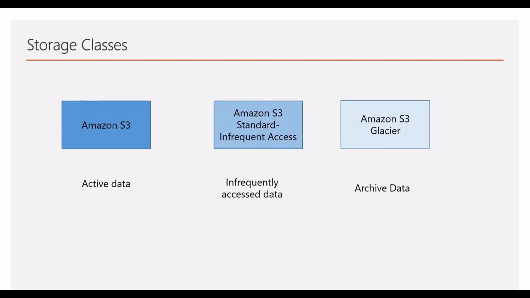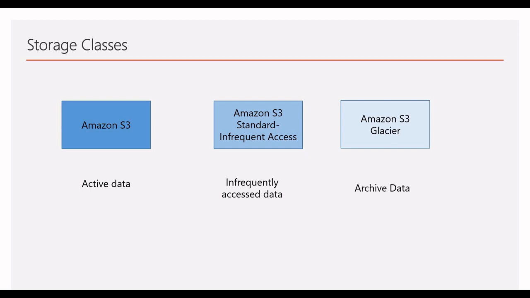The next is storage classes. Amazon S3 provides multiple storage classes. Amazon S3 Standard is for active data, which is costlier than the other storage classes, though compared to other storage providers it is much cheaper. It is for active data, which we fetch for current usage.